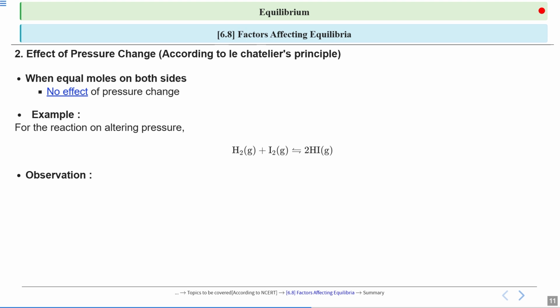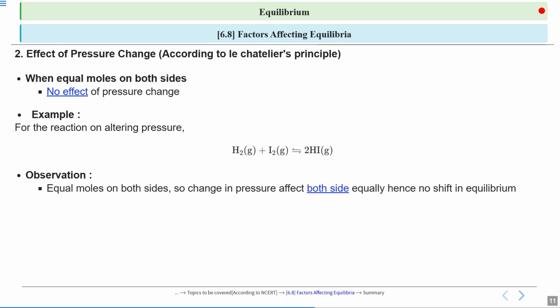So if you are changing the pressure, then what will happen? There will be no shift in equilibrium.